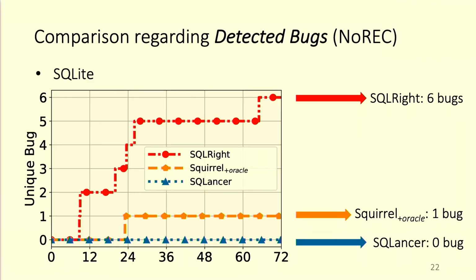And then we compare SQLRight to 2 existing works, SQLancer and Squirrel. Squirrel is a state-of-the-art memory corruption bug detector. We introduced the Oracle interface into Squirrel, enabling it to find logical bugs similar to what SQLRight can do. From the plots, we can see that SQLRight detects the most bugs in 72 hours.